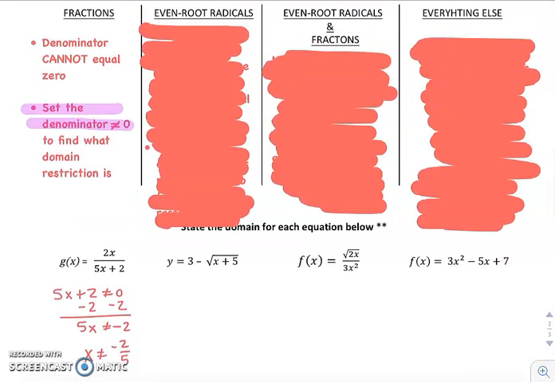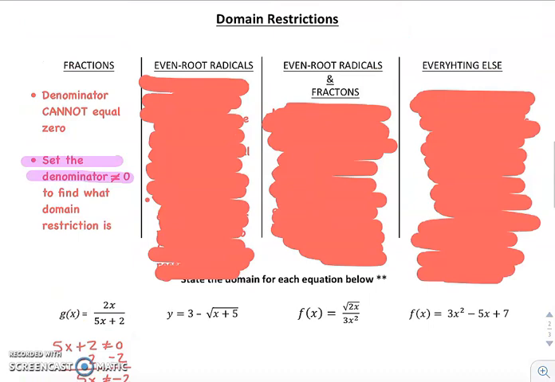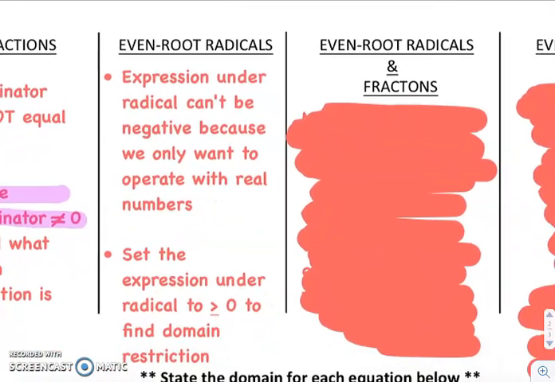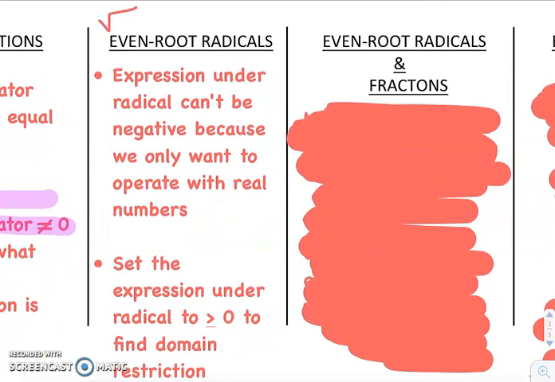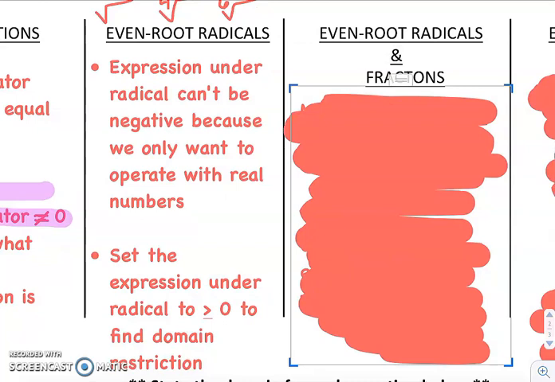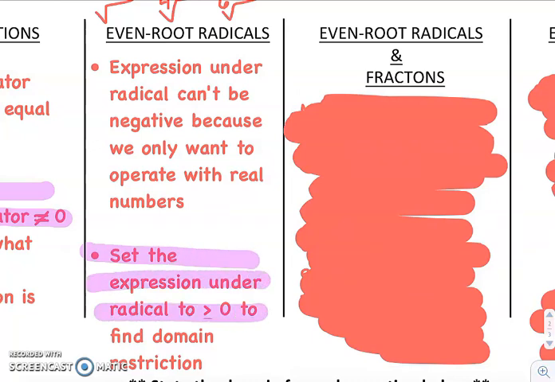The second domain restriction you need to be aware of is if you have an even root radical. Remember, your even roots are if you have a square root, a fourth root, a sixth root. Because when we're talking about domain, we really want to include only real values. So the expression underneath your radical can't be negative, because we only want to operate with real numbers. So for even root radicals, you set the expression underneath the radical to be greater than or equal to 0. It is allowed to be 0, but it has to be 0 or greater.